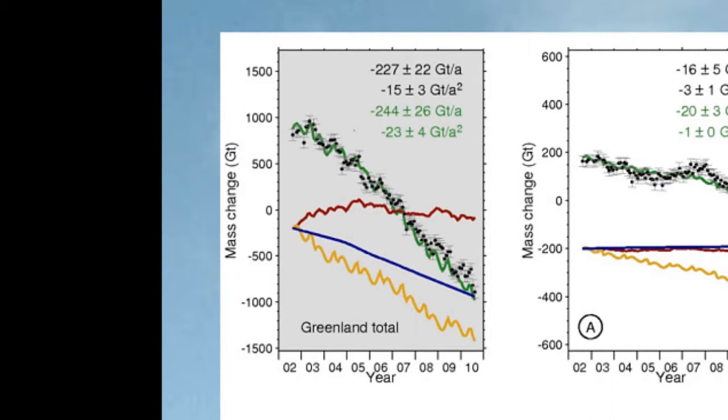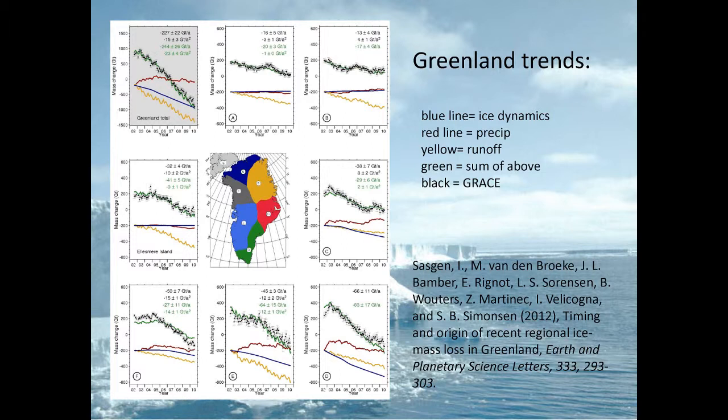And one of the nice things about this study is that we do separate out the origin of the mass loss or gain for each basin. So we are able to determine whether it's due to surface mass balance or ice discharge. And that's important for understanding the origin of the mass change, and having some understanding of what it might do in the future as well, whether how reliable an extrapolation of those trends into the near future actually are.